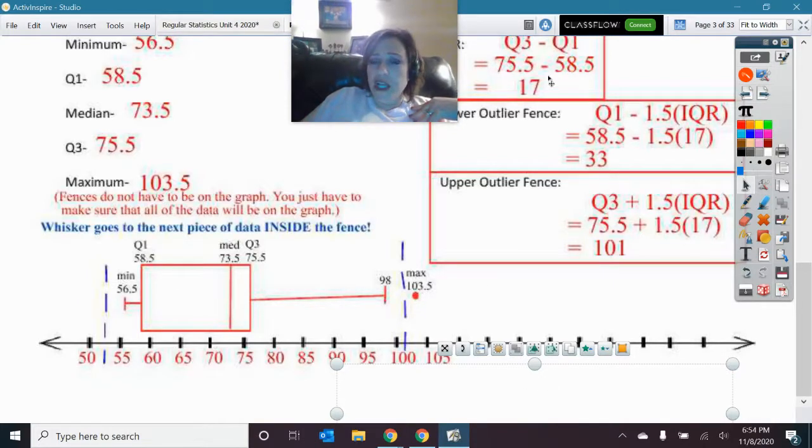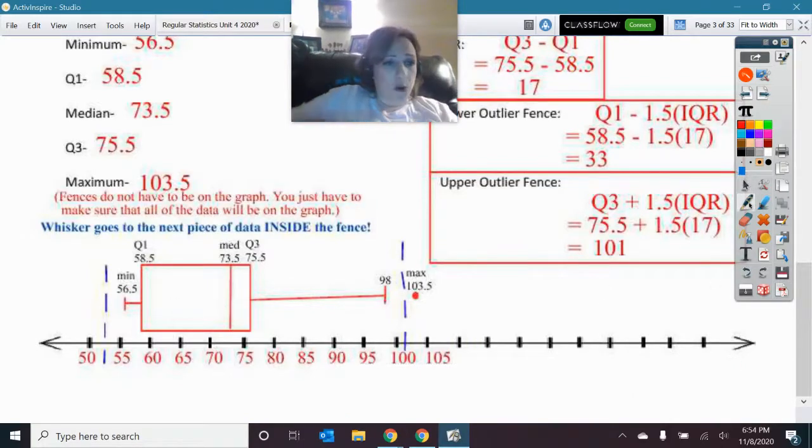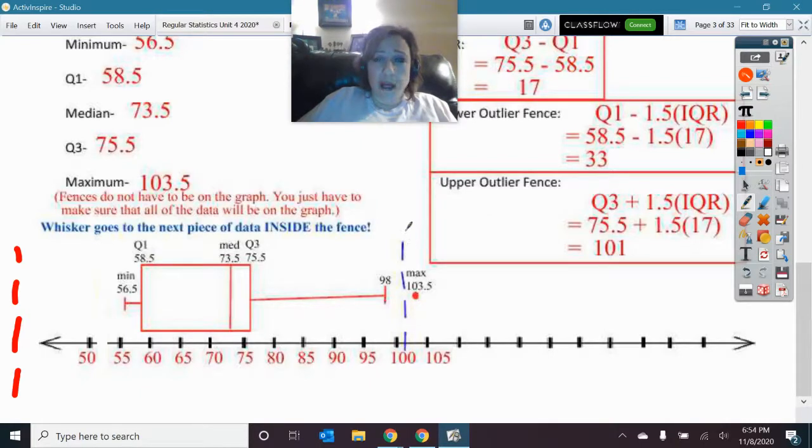So fences are these outlier fences. I see 33. Oh, look, I have my lower fence at a very wrong place. That's not correct. 33 would be way down here, not even on the chart. I don't like that I messed that little fence up, so that fence was wrong. Then we have the upper fence at 101, so I drew in that upper fence at 101.